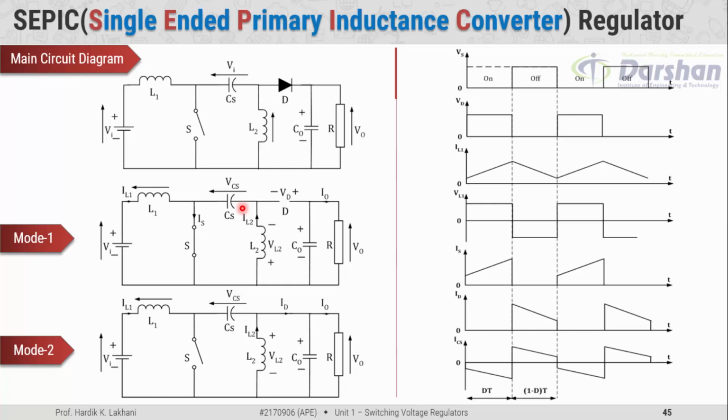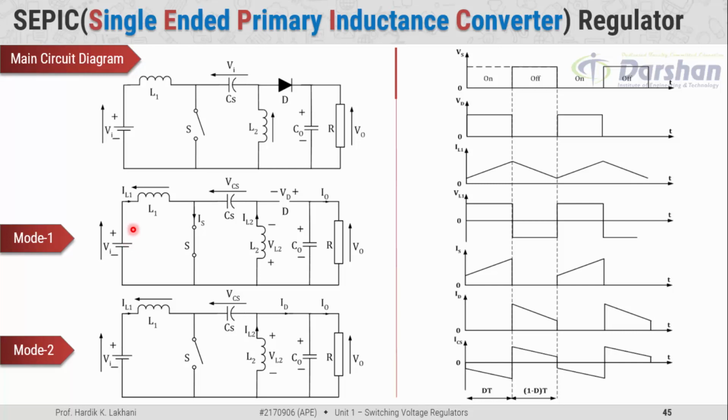So let us understand the mode 1 operation. At the instant t equal to 0, when the switch is made on, mode 1 operation begins. When the switch is turned on, the inductor L1 gets connected to the supply voltage and inductor L2 gets connected to this coupling capacitor CS. So during the first interval, inductor L1 starts storing the energy from the supply.